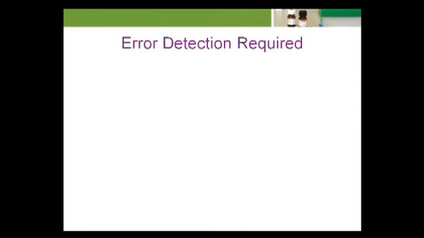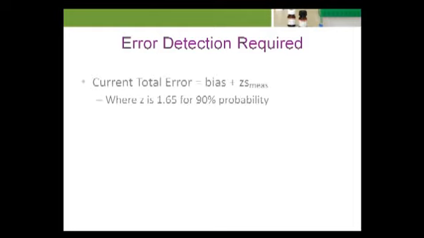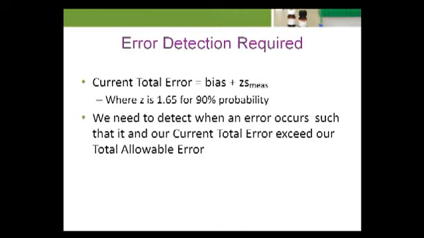To determine which QC rules need to be considered, we need to compute how large an error we need to be able to detect. Unless laboratory bias and imprecision are both 0, highly unlikely, the normally operating test system will have some baseline amount of error. This is called the current total error. We need to detect an error that, in addition to our current total error, will violate the quality specification. This error is called the critical error, or S-critical.